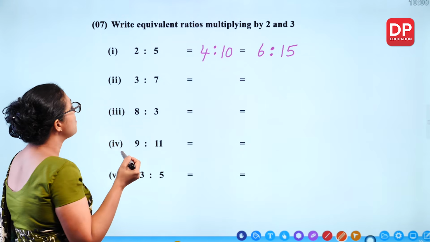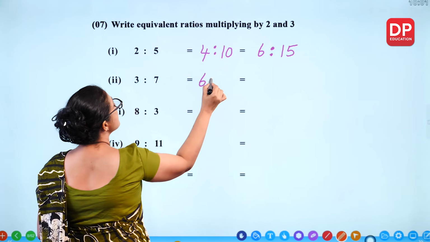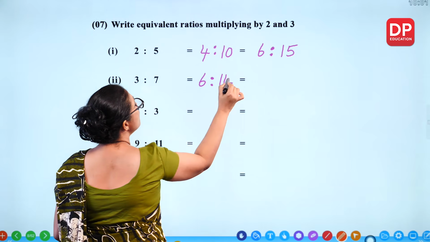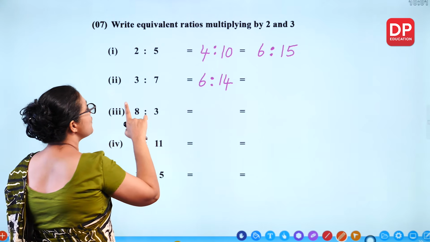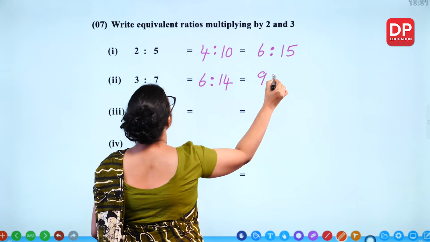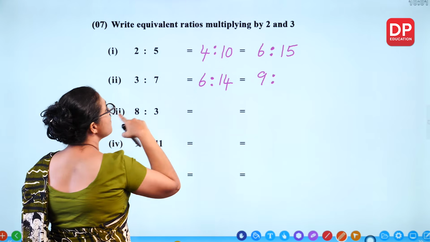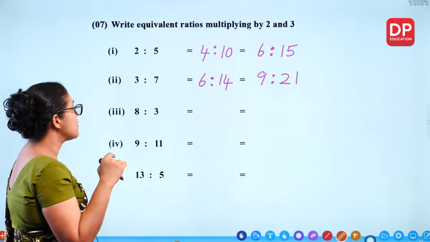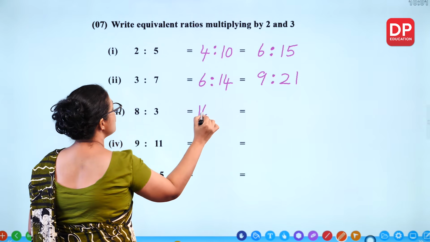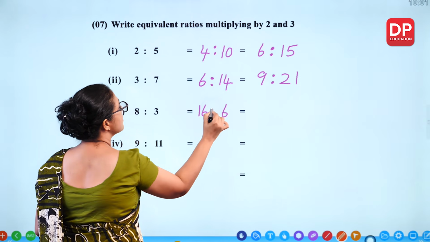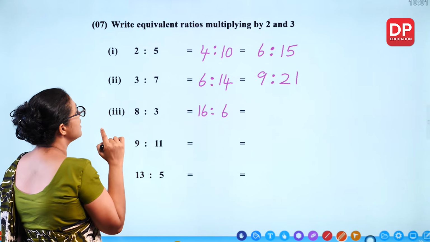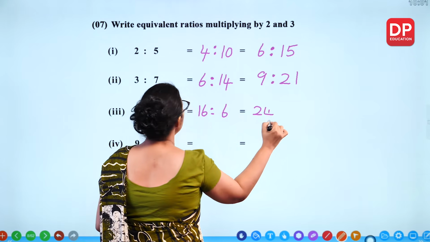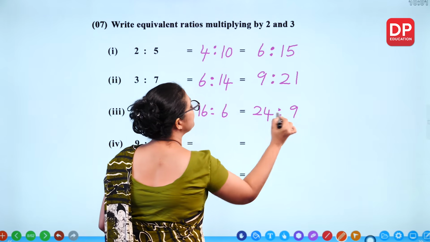3 to 7 multiplied by 2: 6, 14. Multiplied by 3: 9, 21. 8 to 3 multiplied by 2: 16, 6. Multiplied by 3: 24, 9.